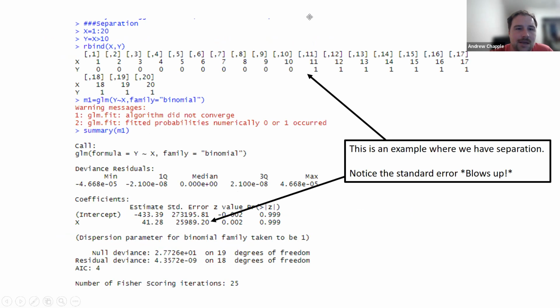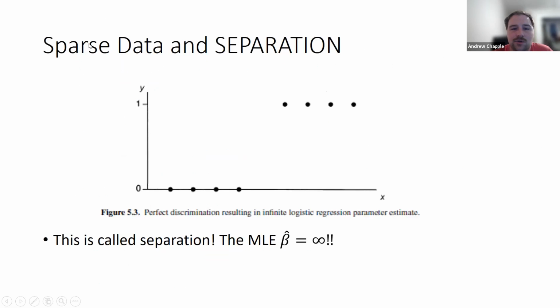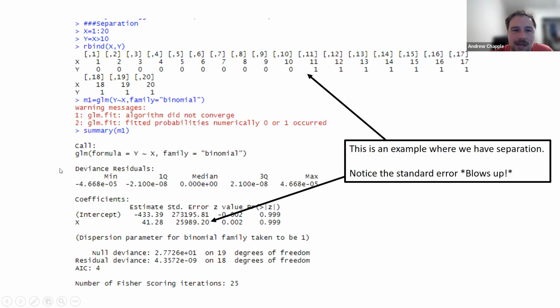So this is just an example of what this looks like. Here I've got a data set. It goes from 1 to 20. And if X is bigger than 10, Y is going to be 1 by default. So it actually looks like this. X just goes up and then it jumps across. And I actually fit the data here, Y against X, family is binomial. And you can see here, this estimate is really large, and this standard error is ginormous.